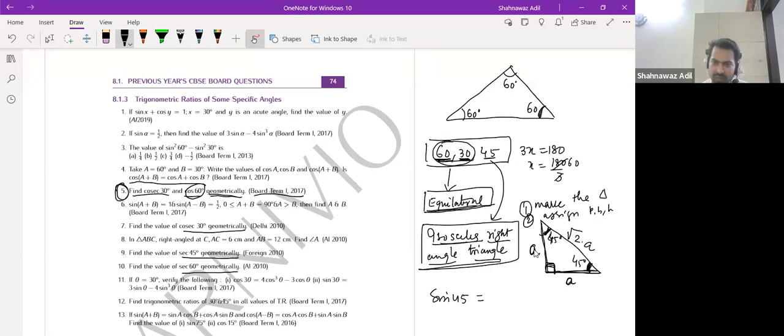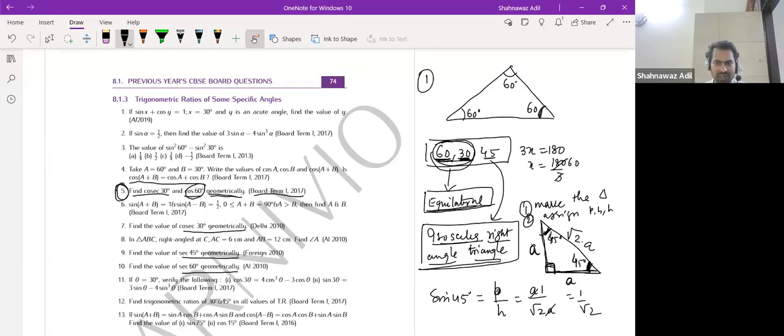So now I have the base, perpendicular, and hypotenuse. For sine 45-degree, let's say I choose this angle. For this angle, the perpendicular is this, so P by H is A by root 2A, which means 1 by root 2. What about 30-degree? We will come to that. For 60 and 30, we will make a different triangle. First, we prove this 45-degree.